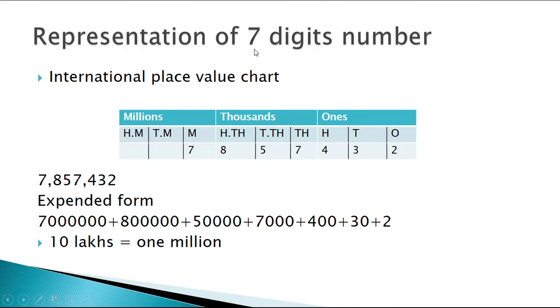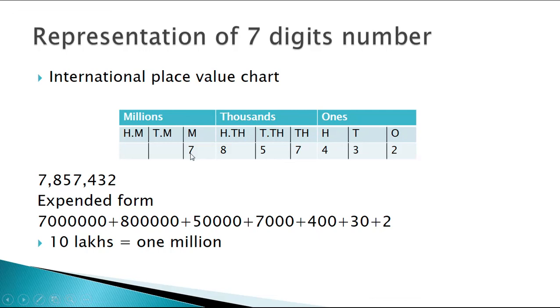Now representation of 7 digits number on international place value chart. In this chart, students, there are also 3 periods: ones, thousands, and millions. The same number, we will place here. We will start from our right hand side: 2 on 1's place, 3 on 10's place, 4 on 100's place, 7 on 1000's place, 5 on 10,000's place, 8 on 100,000's place, and 7 on millions place.